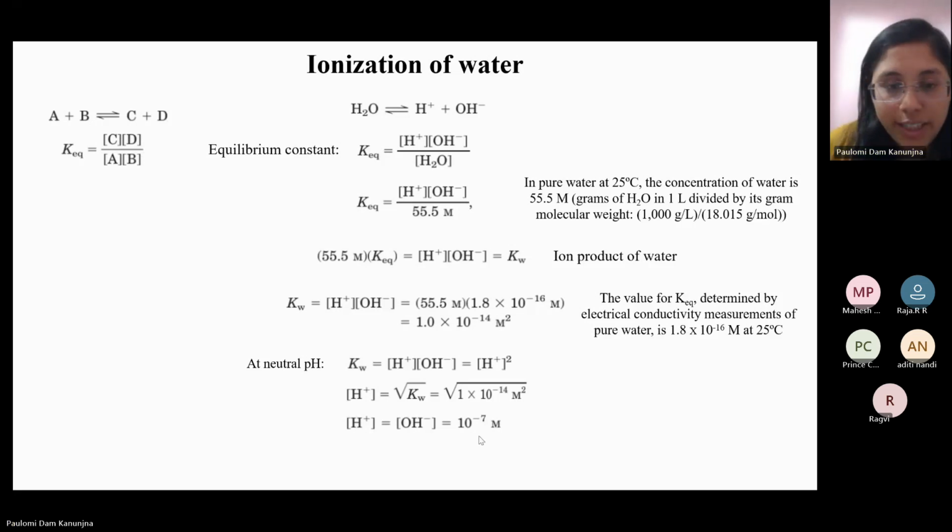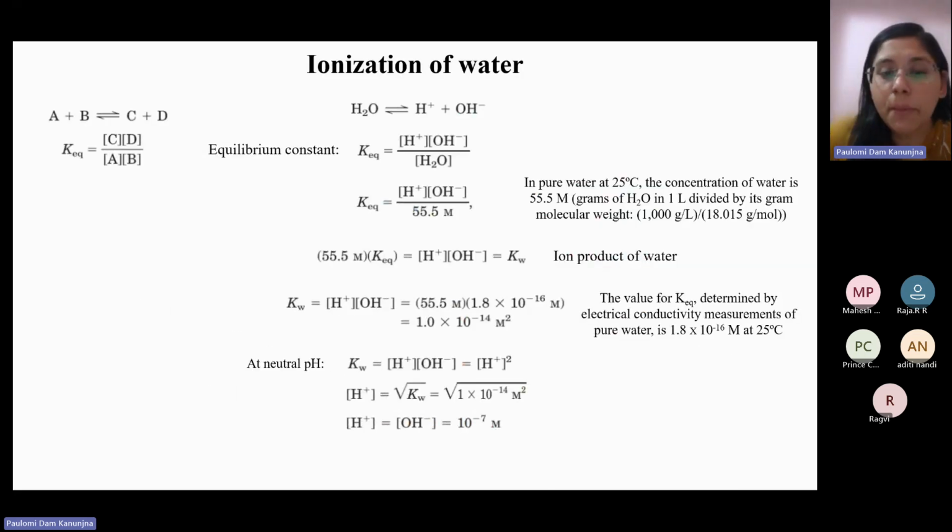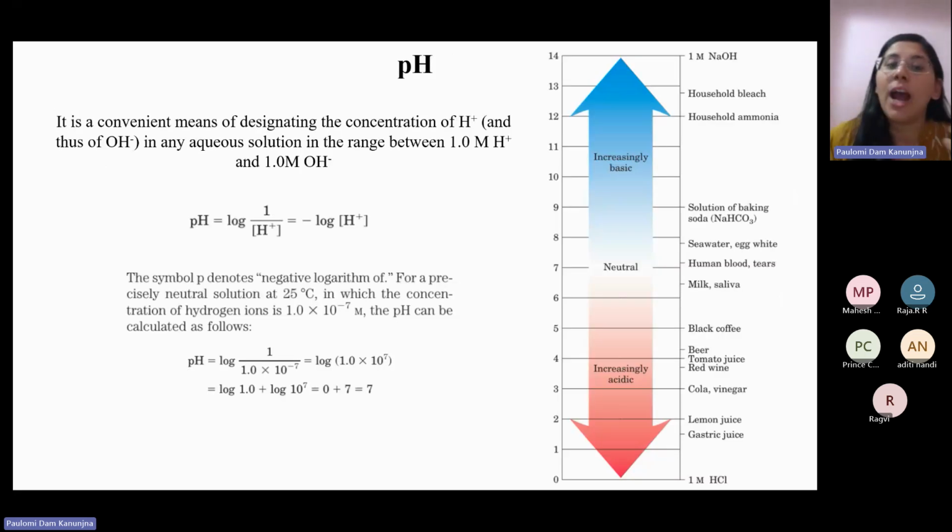All right, so now we have calculated the concentration at neutral pH. We'll come to a term which is pH. So how do you relate pH and H plus concentration?